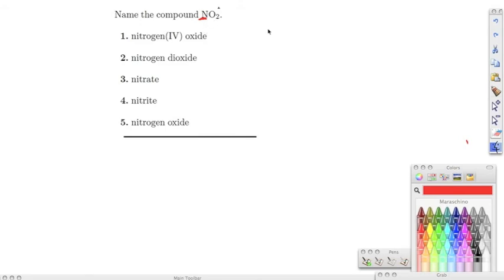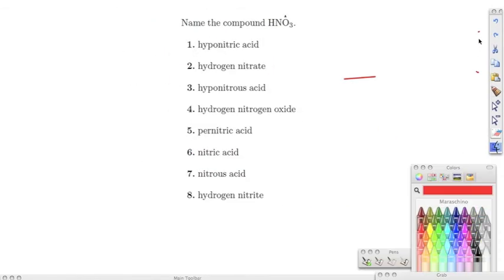So we can look here, and anything that doesn't have a prefix, meaning mono, di, tri, tetra, penta, hexa, hepta, octa, nona, deca, we can go ahead and rule out. So nitrogen 4-oxide, definitely not. Nitrogen dioxide, we can leave that one in there. Nitrate is a polyatomic, nitrite is a polyatomic, and then we have nitrogen oxide, which doesn't have a prefix either. So the only answer that could be right is number 2. It's nitrogen dioxide. We only have one nitrogen, so we just write nitrogen. And then we have 2 oxygens, and that is where we get the dioxide from. So the correct answer should be number 2. Okay, guys, moving on to the next one.